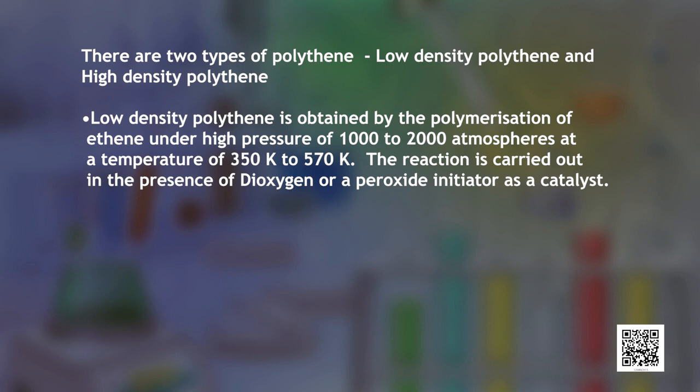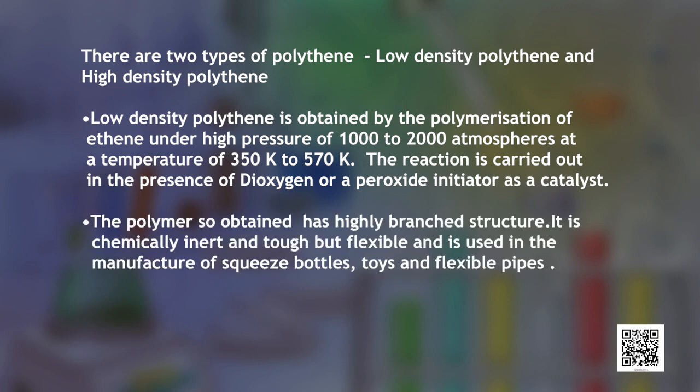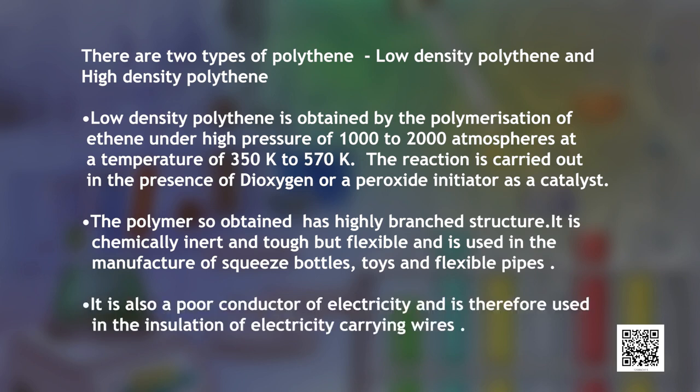This reaction is carried out in the presence of dioxygen or a peroxide initiator as a catalyst, and the polymer so obtained has highly branched structure. It is chemically inert and tough but flexible, and therefore, it is used in the manufacturing of squeeze bottles, toys and flexible pipes. It is also a poor conductor of electricity and is therefore used in the insulation of electricity carrying wires.